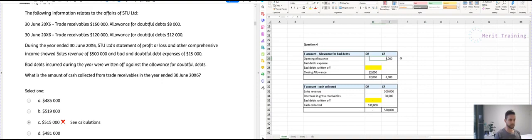We know the bad debt expense, doubtful debt expense, is 15,000. So that's going to increase our allowance to 23,000. That means the bad debt written off is basically the difference between that 23,000 and our closing balance. So we know that's going to be equal to 11,000.